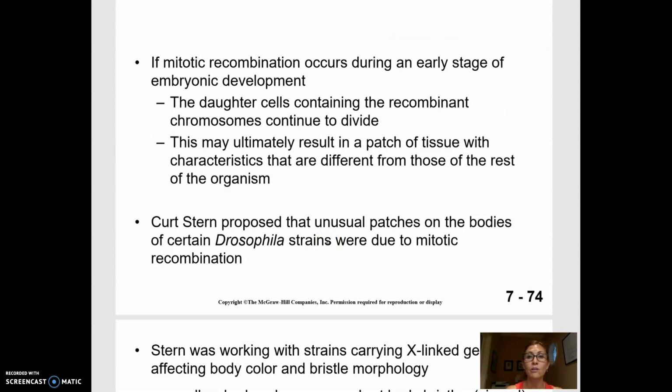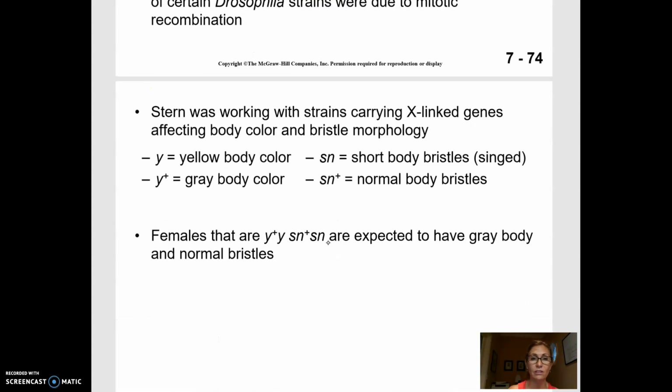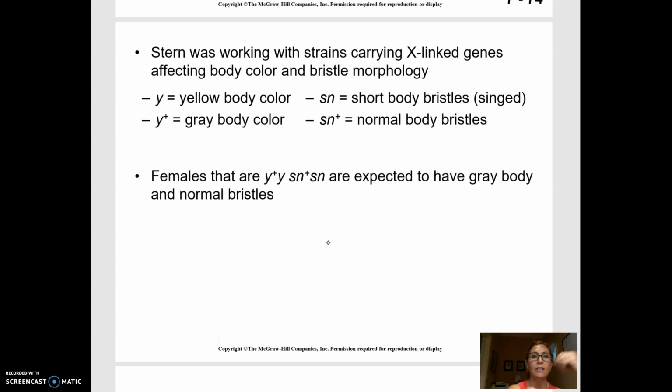If this happens during early development, the daughter cells containing those chromosomes will continue to divide and continue to reflect that recombination event that happened mitotically. So it turns out they saw this in Drosophila, and this is another scientist named Stern, Dr. Stern.